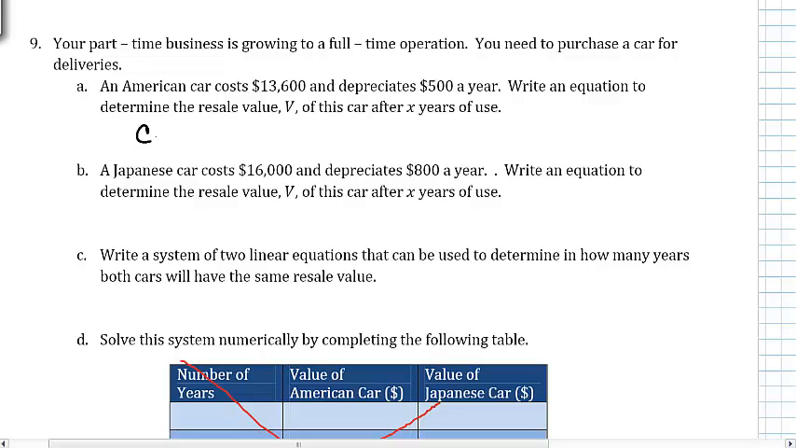Okay, so we want a value equation, so we want to use V. So V of X, the initial value is $13,600, and then it's depreciating or losing value each year, and it's $500, so it would be minus 500, and then times X, the number of years that you've owned it.